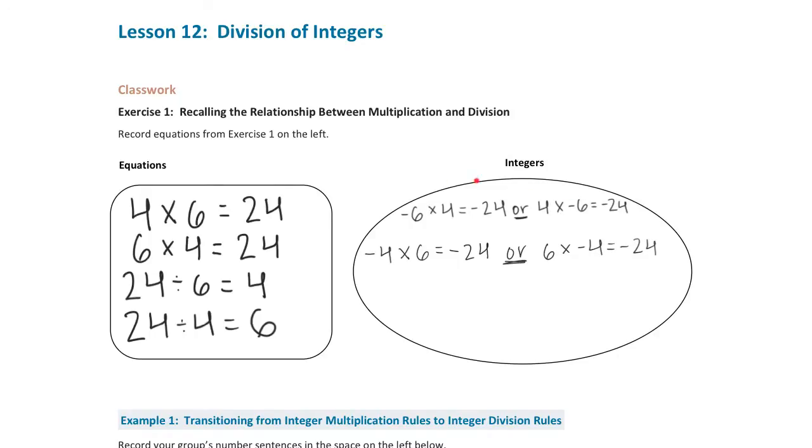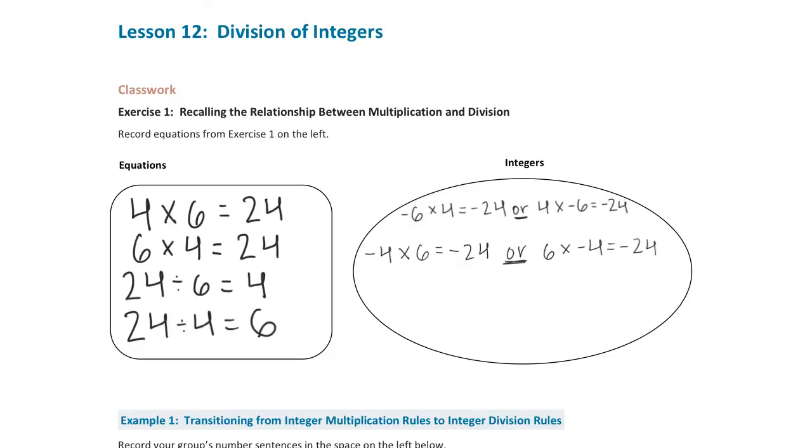Let's look at our top one here. We set negative 6 as our negative number, and we know that a negative times a positive equals a negative. When we look over here, all we did was switch these numbers, and we still got the same value of negative 24. The one below, instead of 6 as our negative number, 4 is our negative number. So we have negative 4 times 6 equals negative 24, or we flipped our two numbers and we have 6 times negative 4 still equals negative 24.